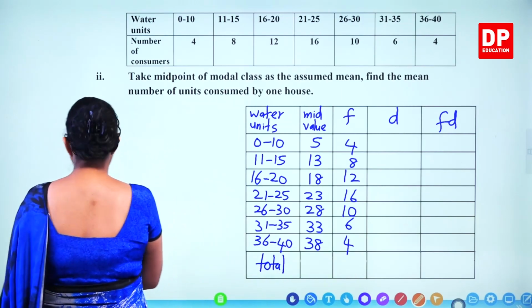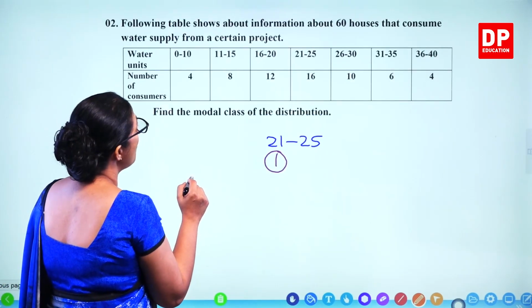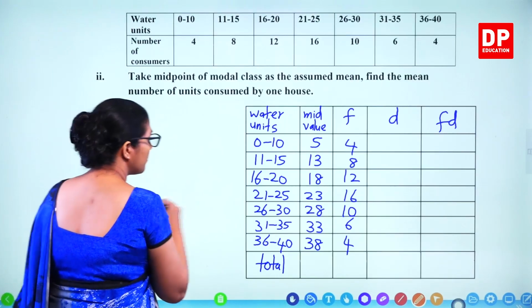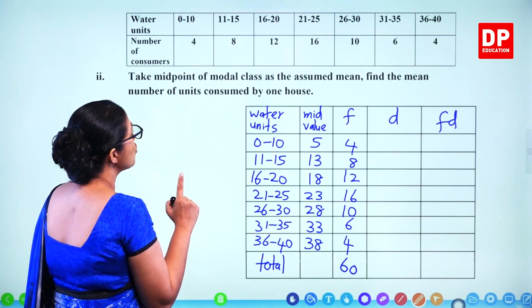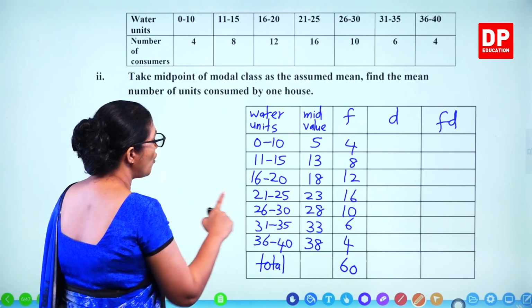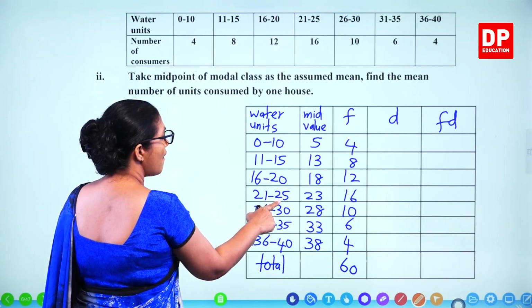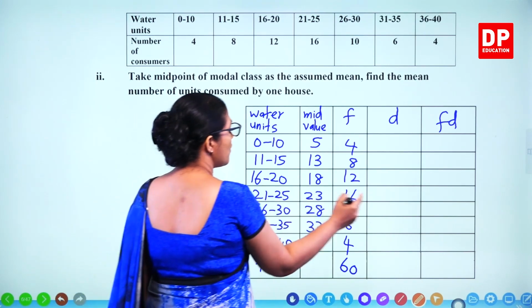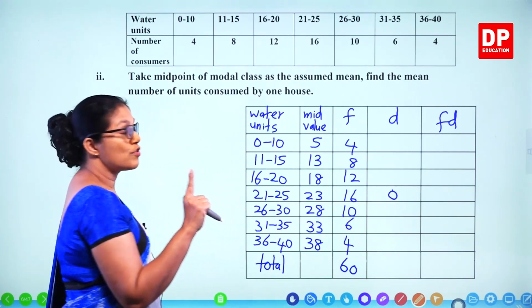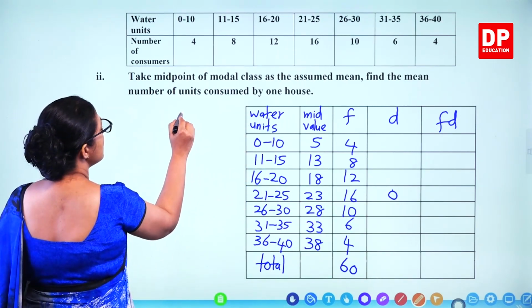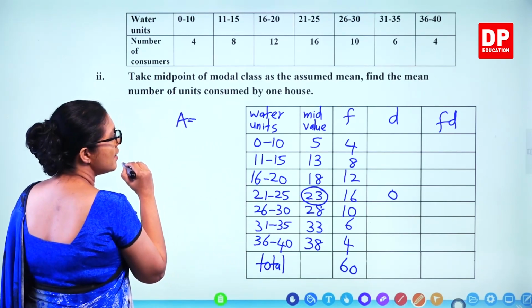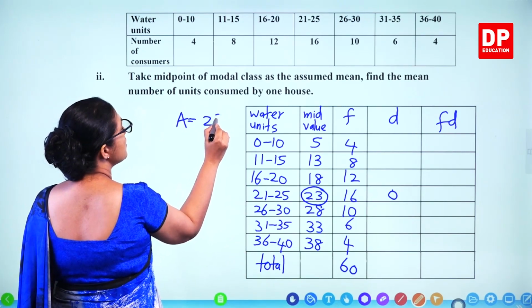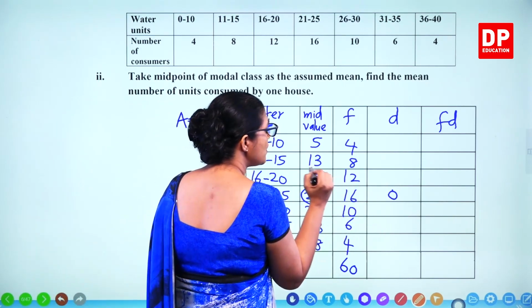What's the total? It says how many houses? 60 houses. This is 60. Deviation. So modal class we found 21 to 25. So we have to take assumed mean as that. Assumed mean is mid value of the modal class. That's 23. So deviation is 0.